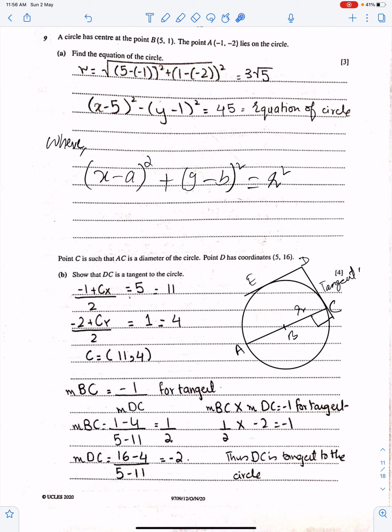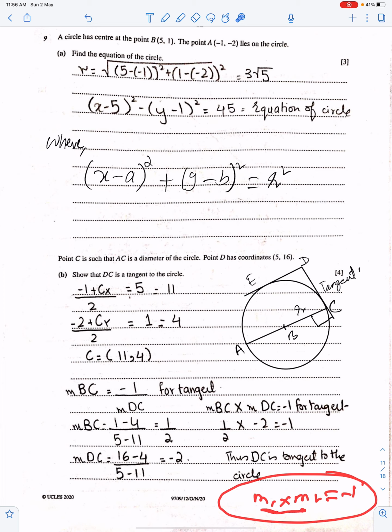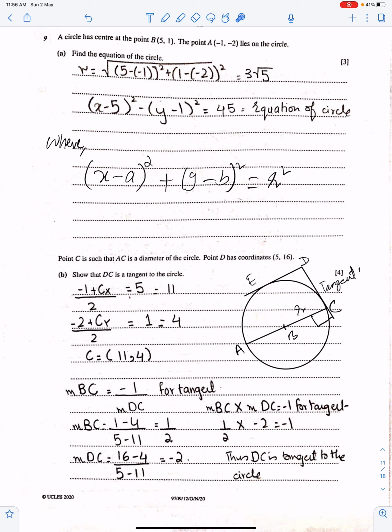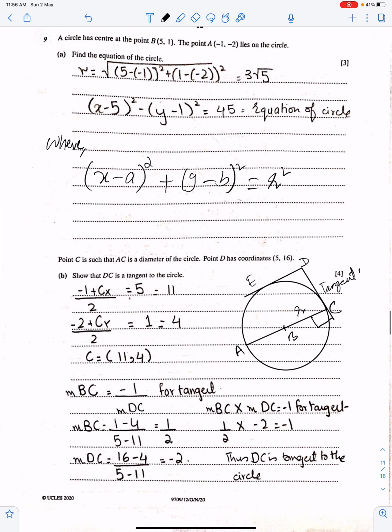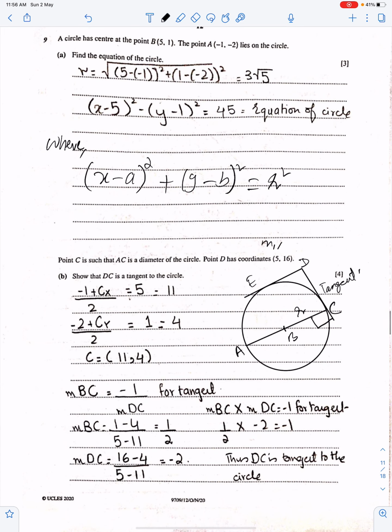Or you can explain in words that since both the gradients are negative reciprocals of each other, therefore DC is tangent to the circle. But the best way is to check gradients in this equation. I mean, this must be verified. This is the condition for perpendicular lines. If this condition is verified, that means line is tangent. Let me write this condition here. m1 times m2 must be minus 1.